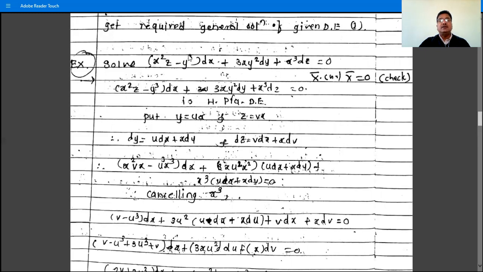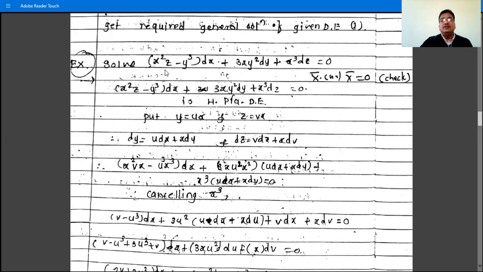And if you add these three numbers, then we have the answer 3. So this is the homogeneous function of degree 3 in x, y, z. Similarly, 3xy square is a homogeneous function of degree 3. This x cube is a homogeneous function of degree 3.